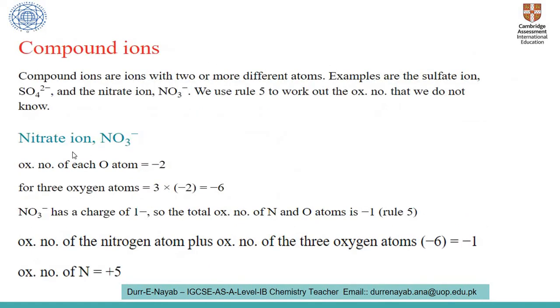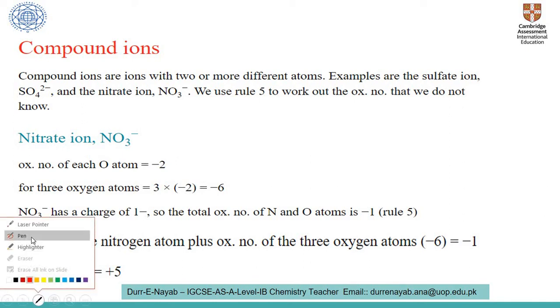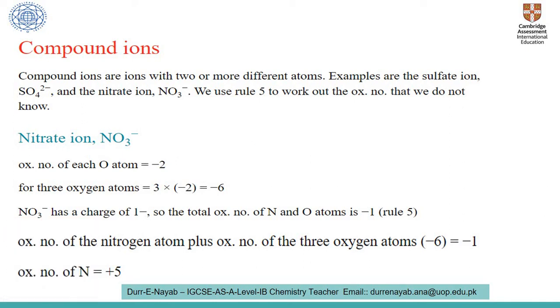Now the very first example which they have given is the nitrate ion. In this, the charge on the compound ion is negative. So the total charge on this compound ion is -1. Let me first take out a highlighter. Okay, so the total charge is -1.